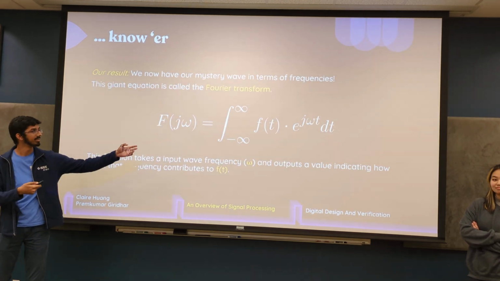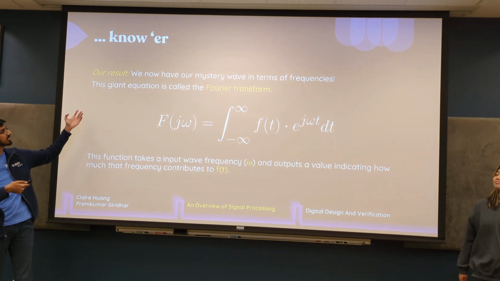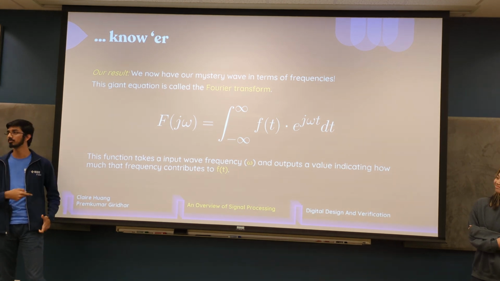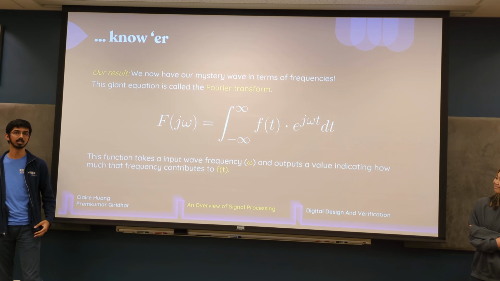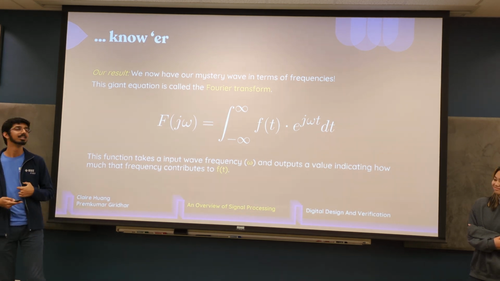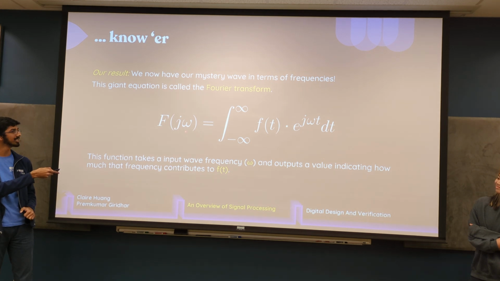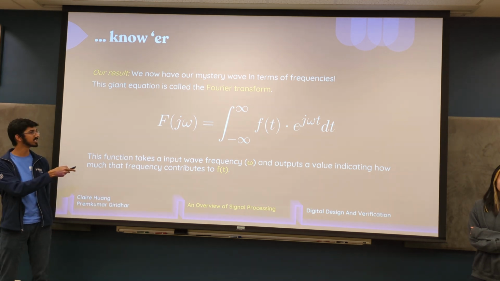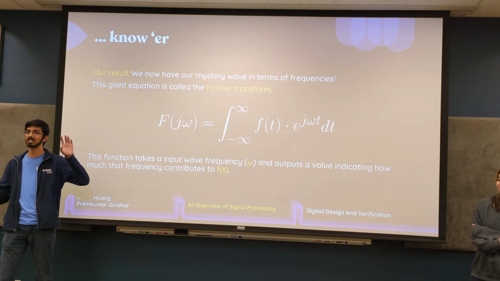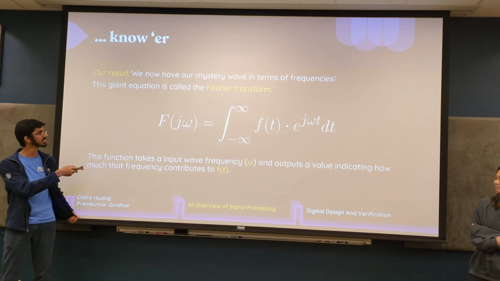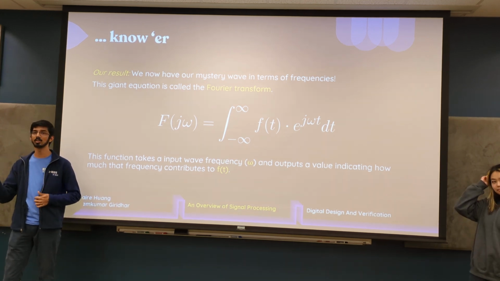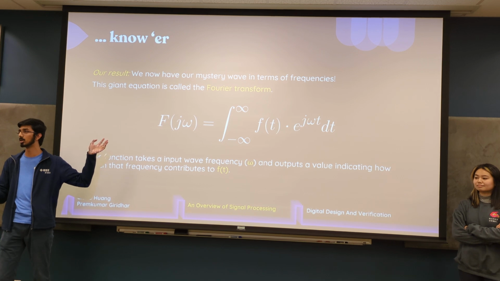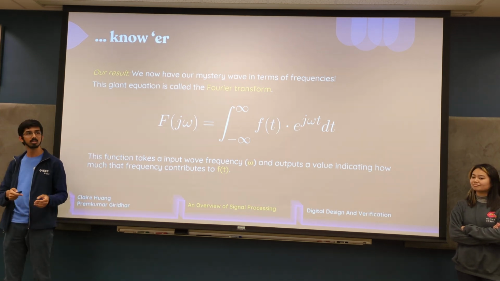Okay. And then, once you take that entire integral, this is the result in terms of frequencies. And this equation is called the Fourier Transform. It's one of the foundational equations in signal processing ever. Basically, this function takes an input wave frequency, omega, and it outputs a value that indicates how much that frequency contributed to f of t. If it's 0, we know that the original signal probably didn't contain anything from that particular frequency. And as we saw in the earlier plot with the arrows, if the number is higher, that means that particular frequency contributed more to our signal f of t. Has everyone got that?